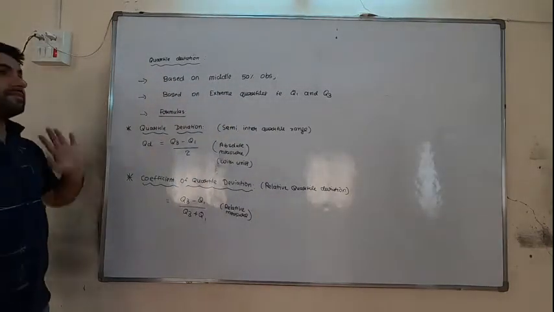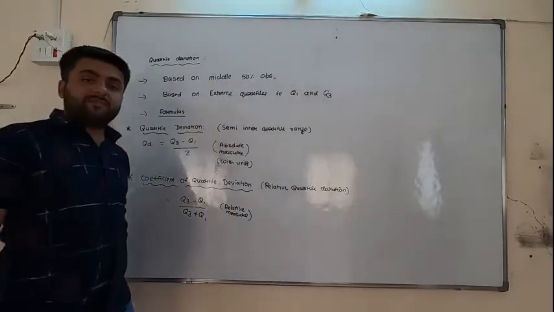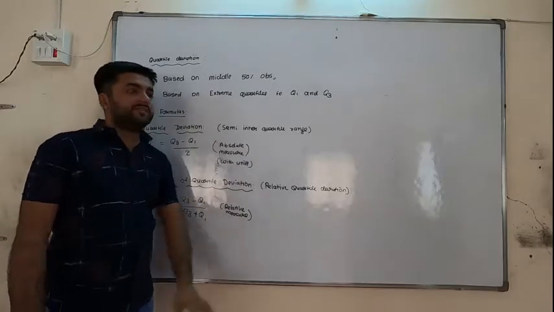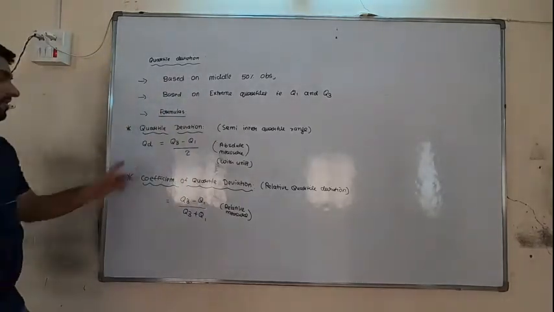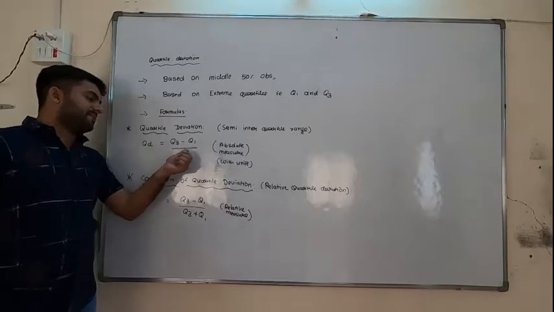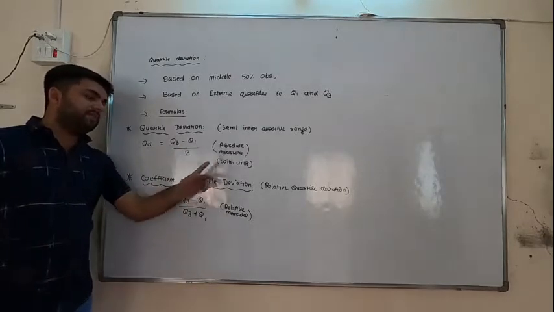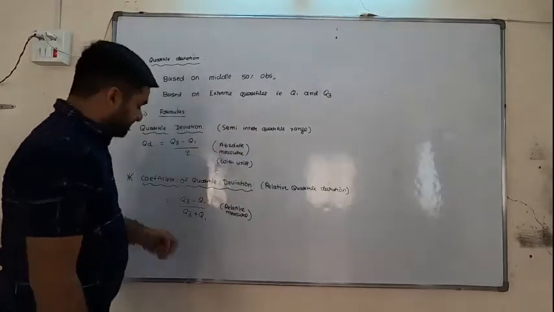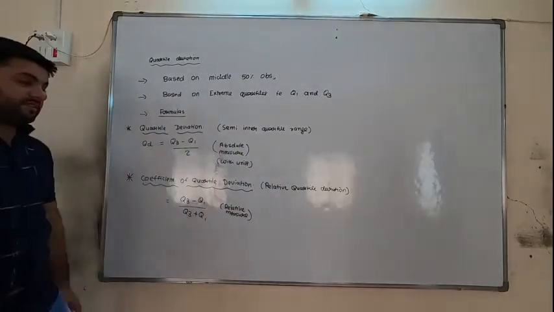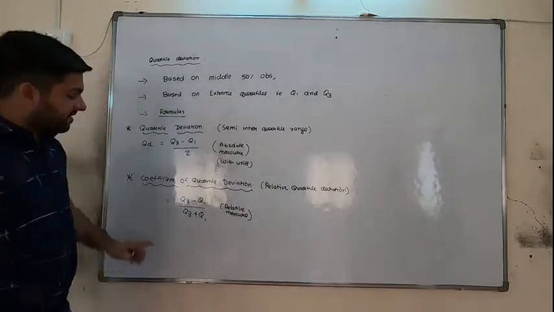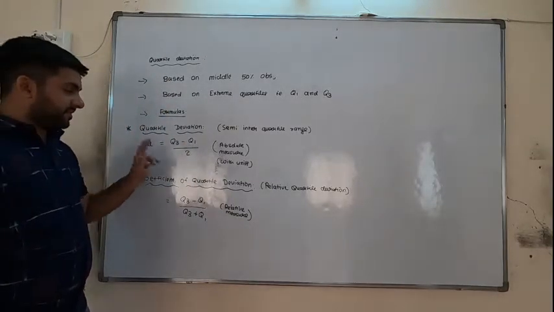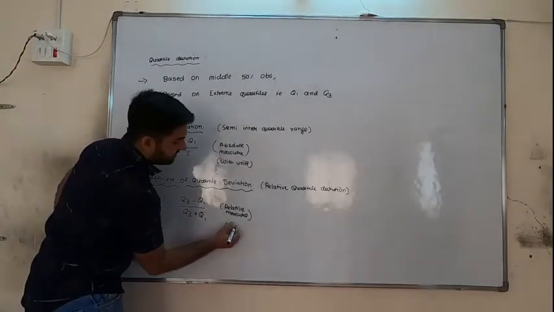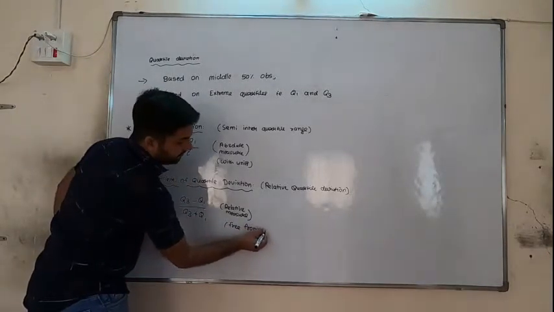So quartile deviation is based on middle 50% observations, based on extreme quartiles. Extreme quartiles means Q1 and Q3. Formula for quartile deviation is Q3 minus Q1 divided by 2. This is an absolute measure, with units. The other name is semi-interquartile range. Coefficient of quartile deviation, the other name is relative quartile deviation. Formula Q3 minus Q1, same thing, but don't divide by 2. Divide by Q3 plus Q1. This is a relative measure, and this is free from unit.